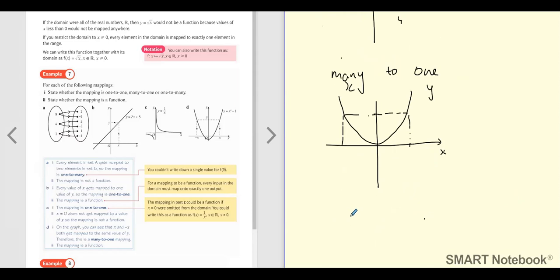What about y equals x cubed? Is that a one-to-one function, or is that a many-to-one function? I want you to tell me in the chat, please.